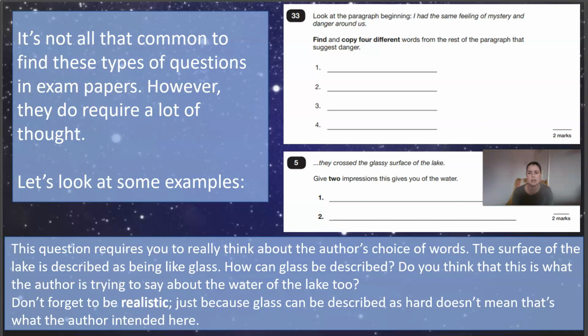So we need to think, is this exactly what the author is wanting to say about the lake as well? Are they trying to use a comparison of water and the surface of the lake to being like glass and it being reflective? But you can also think about it on another level of being realistic about what glass is. So glass can also be described as hard, but you need to consider that we wouldn't suggest that water would be hard unless we're comparing it to ice. So you have to think a little bit deeper as to what that glass could be inferring. Okay, so that one requires you to think a little bit more about the vocabulary in that question.